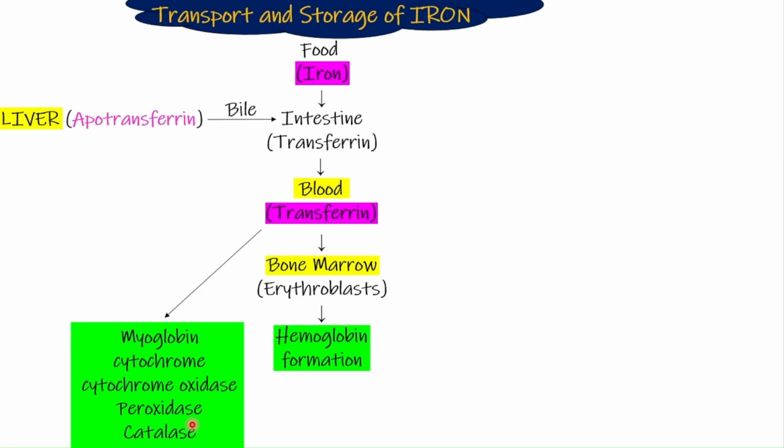Okay, so these are the things which are formed by iron. Now, iron is utilized in forming all these substances. Then the extra amount of the iron goes to the liver and reticuloendothelial cells of bone marrow for storage.